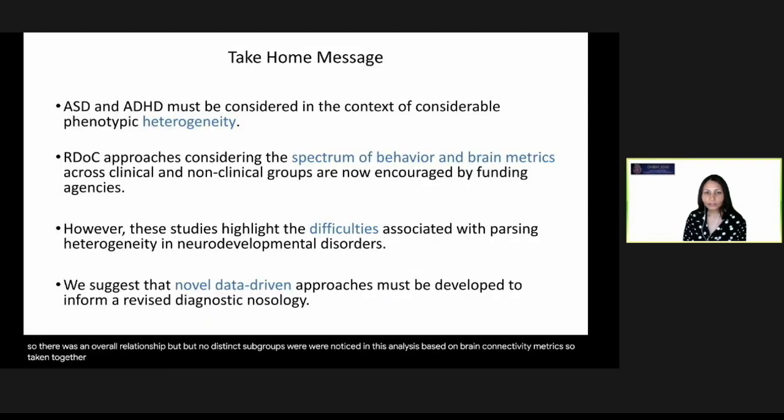So taken together, these studies suggest that ASD and ADHD must be considered in the context of considerable phenotypic heterogeneity. And we know that RDoC approaches, considering the spectrum of behavior and brain metrics across clinical and non-clinical groups, are now very much encouraged by funding agencies like the NIH. However, the studies that I've just shown you highlight the difficulties associated with parsing heterogeneity in neurodevelopmental disorders like ASD and ADHD. So what we suggest is that novel data-driven approaches must be developed to inform a revised diagnostic nosology.